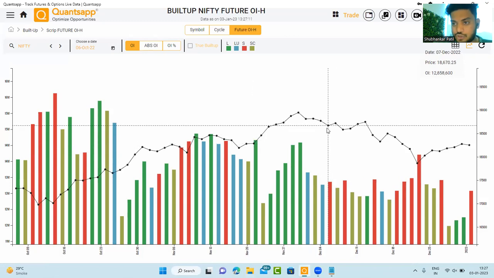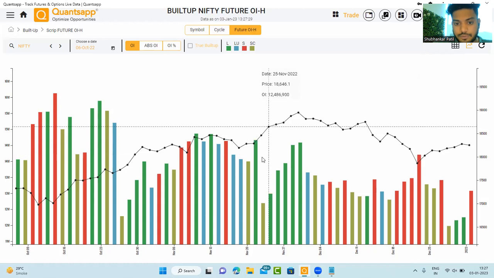The moment I see short build-up, that is the time I should be cautious of my longs, right? This short does not tell you that you will go short on Nifty straight away. But the idea is at least the existing longs, the existing profit that you have made from 18,086 to the level of 18,670, it is the time to book it, right? This short tells you that.